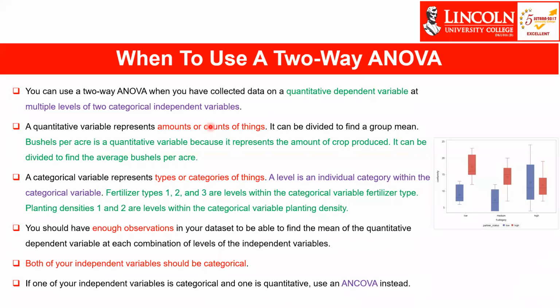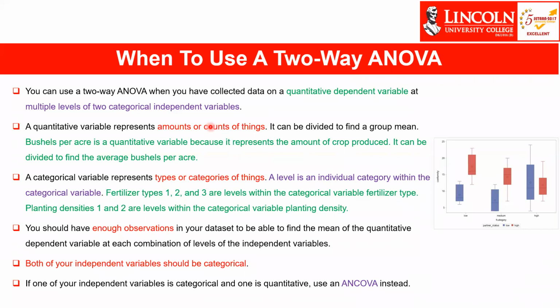You can also use a 2-way Anova when you have collected data on a quantitative dependent variable at multiple levels of 2 categorical independent variables. A quantitative variable represents an amount or count of things. Just a reminder, we have mentioned this in the past. So it can be divided to find a group mean. Bushels per acre is a quantitative variable because it represents the amount of crop produced. It can be divided to find the average bushels per acre.